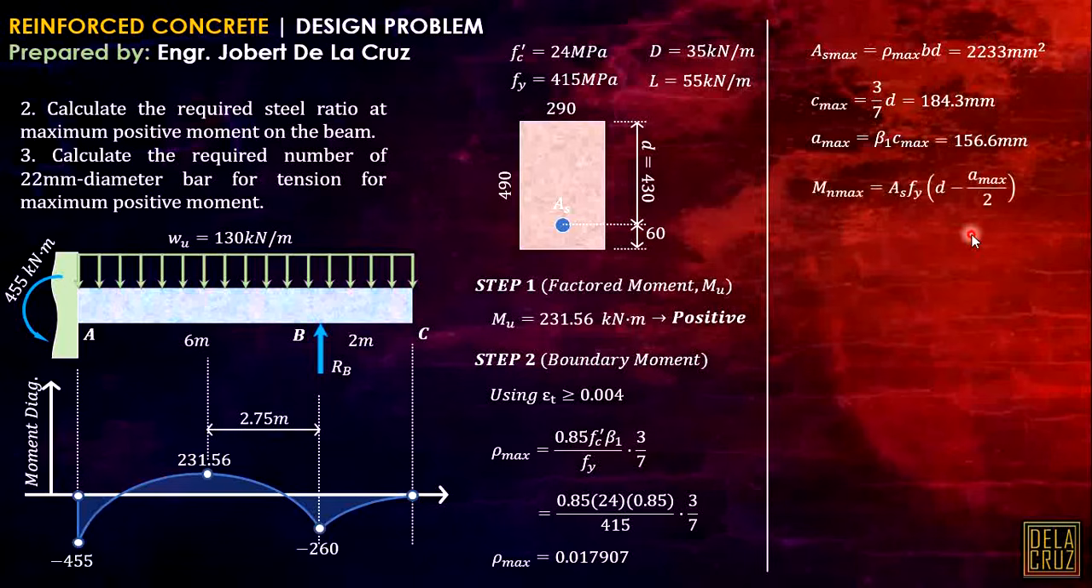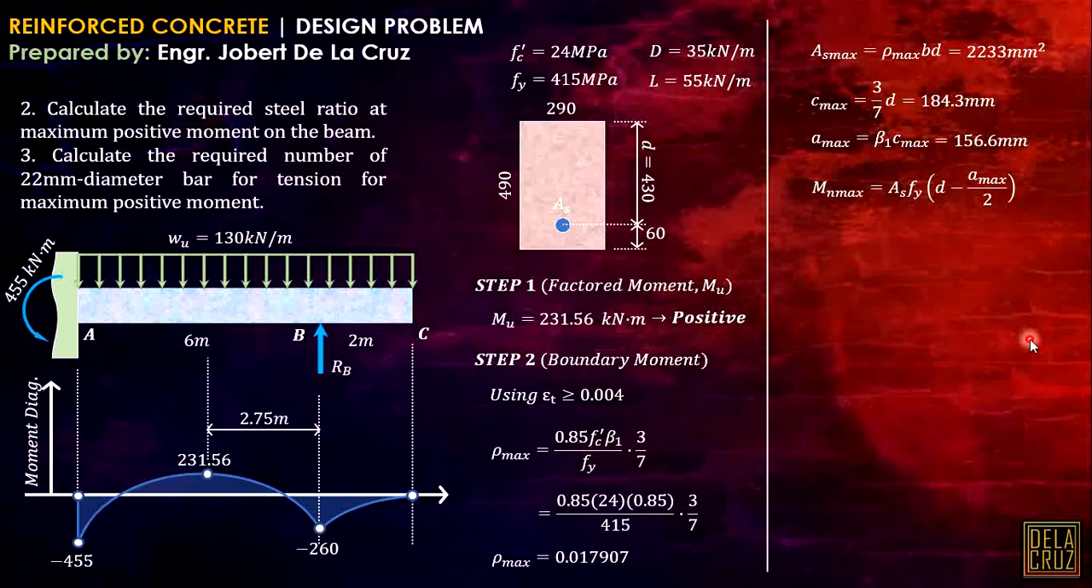Next, makukuha na natin yung Mn max. Okay, that will be the value. Mn max is As fy, or that is just the tension of the steel times ito. Kaya dumaan pa tayo dito para makuha natin yung a max sa moment arm. Okay, and the As. So here, that should be As max, since Mn max yung kino-consider natin.